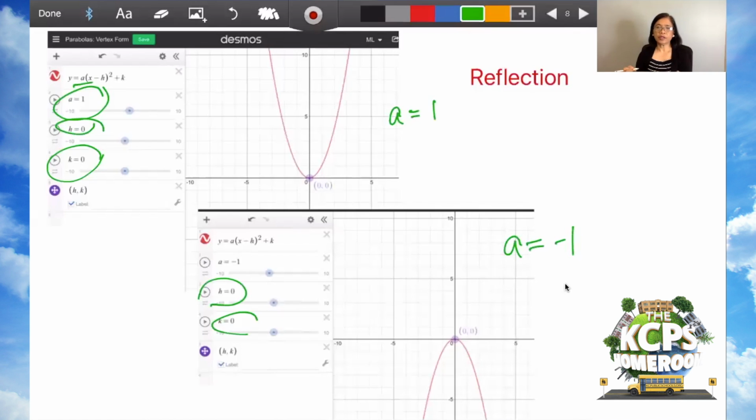What conclusion can you arrive at when we change the value from positive to negative? So when a equals 1, the graph opens upward, and when a is negative, the graph opens downward. So that is a vertical reflection.